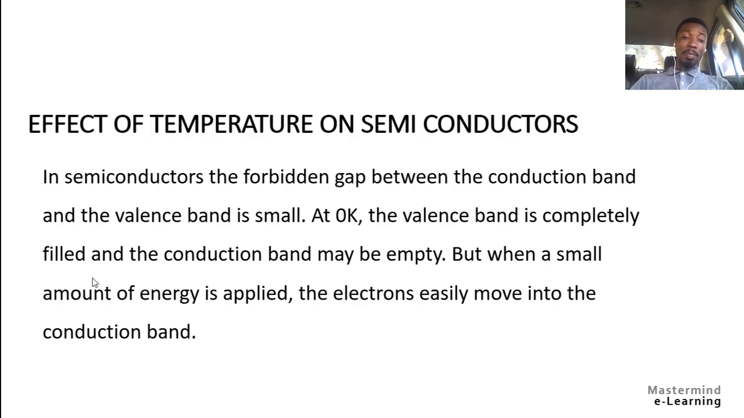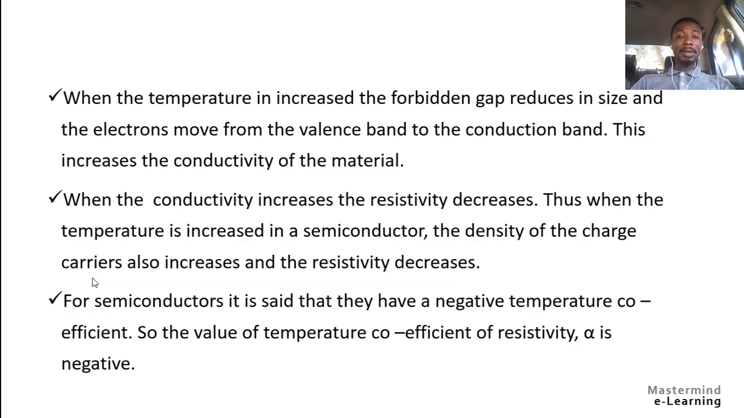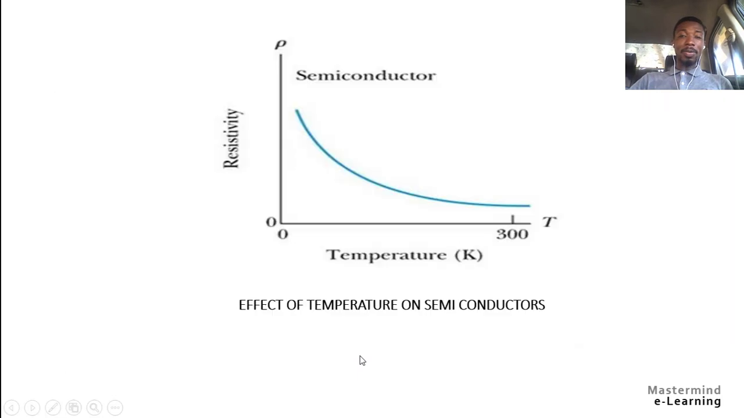But when a small amount of energy is applied, the electrons easily move into the conduction band. When the temperature is increased, the forbidden gap reduces in size and the electrons move from the valence band to the conduction band. This increases the conductivity of the material. So for semiconductors, it is said that they have a negative temperature coefficient. So this is a graph of resistivity against temperature. You can see that as temperature increases, the resistivity decreases.